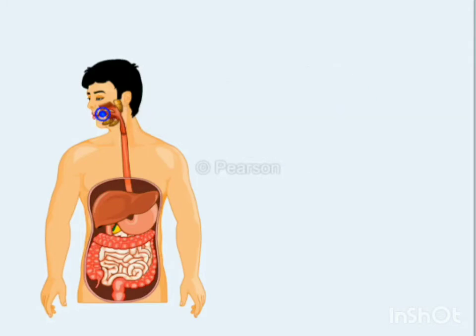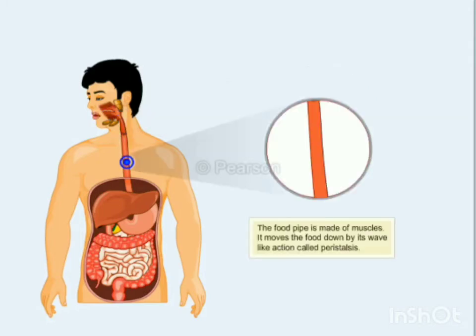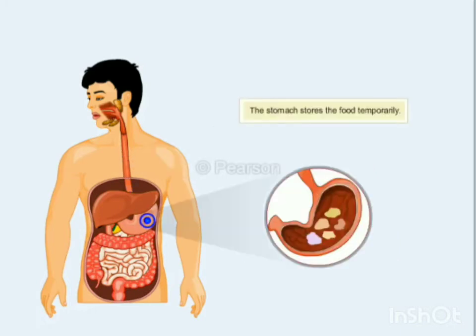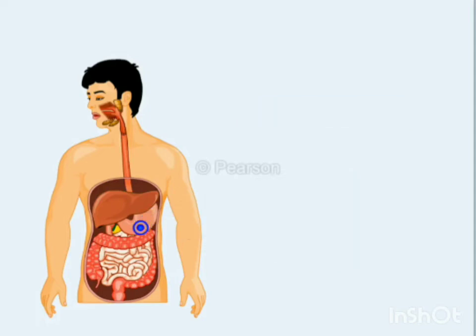Then the tongue pushes the food down into the food pipe. This is also made up of muscles. It moves the food down by its wave-like action, which is called peristaltic action, peristalsis. Now the food reaches the stomach, which stores the food temporarily. It contains digestive juices which break down the proteins.